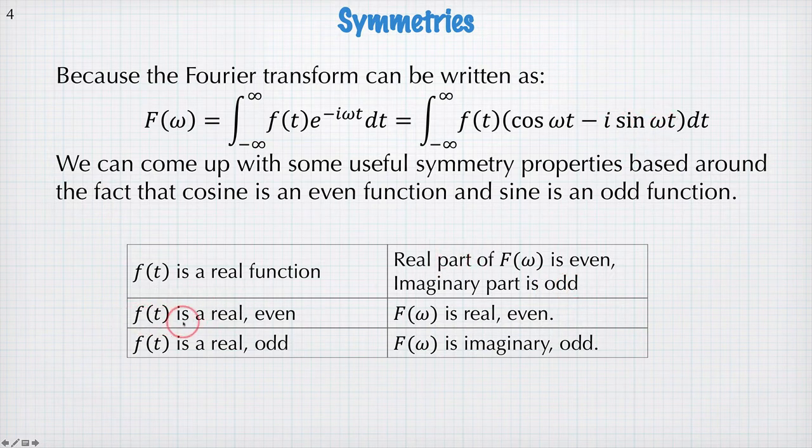So if f(t) is real and even, then the Fourier transform will also be real and even, because the odd part will be 0. And if f(t) is real but odd, then the Fourier transform will be pure imaginary and also an odd function.